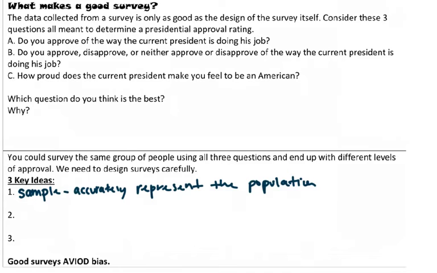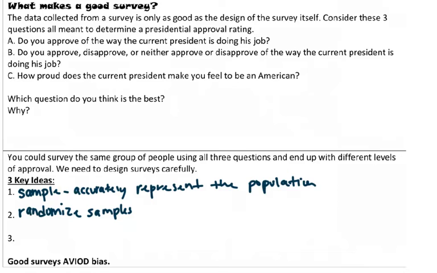Alright, number 2, the next thing is you need to randomize samples just to keep it accurate. So once again, you're picking random people. Has to be completely random or it doesn't work.